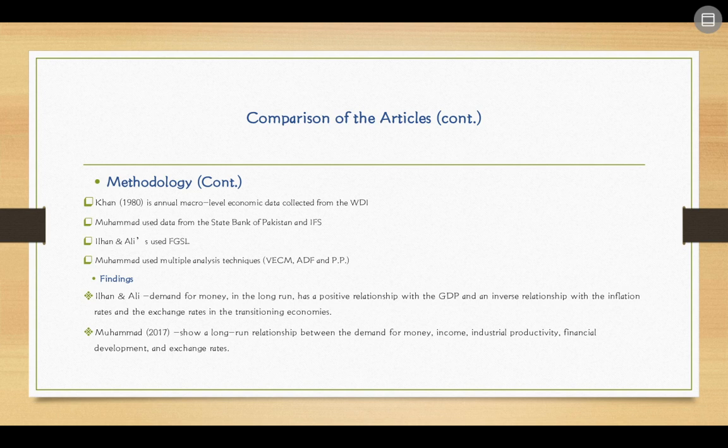And for the findings, the study by Khan 1980s established evidence consistent with peer literature that showed that the inflation rate is the most crucial factor influencing demand for money in Pakistan, besides the income level and the interest rate. The results obtained in the study by Muhammad 2017 showed a long-run relationship between the demand for money, income, industrial productivity, financial development, and the exchange rate.